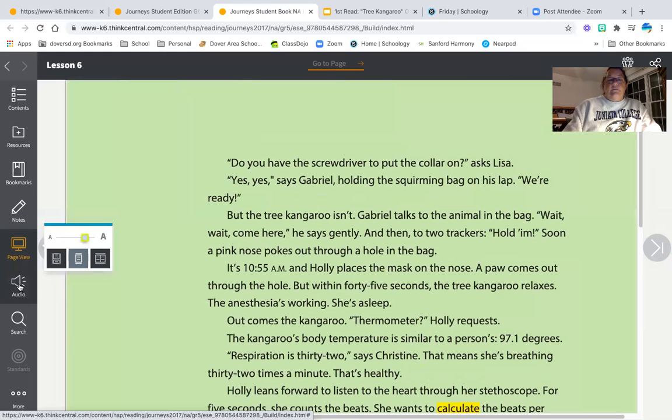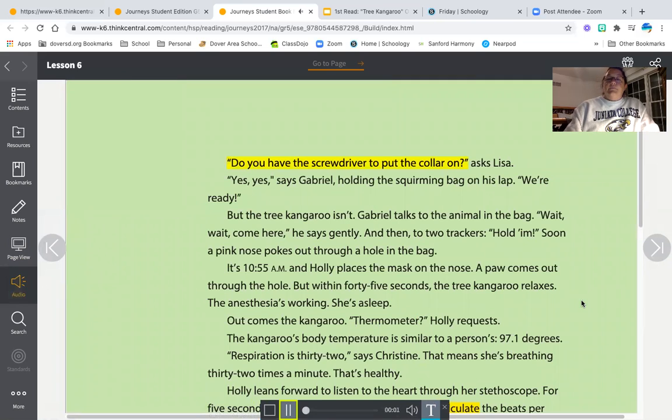All right. Do you have the screwdriver to put the collar on? Asks Lisa. Yes, yes, says Gabriel, holding the squirming bag on his lap. We're ready. But the tree kangaroo isn't. Gabriel talks to the animal in the bag. Wait, wait, come here, he says gently. And then, to two trackers, hold him. Soon a pink nose pokes out through a hole in the bag.